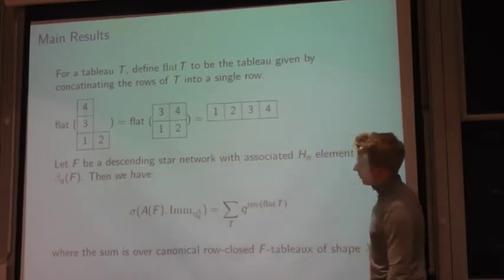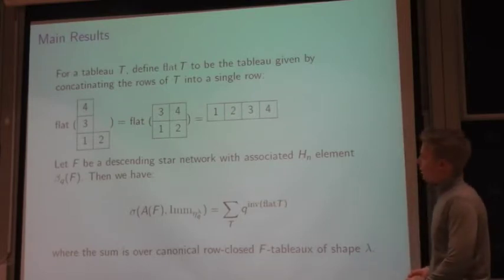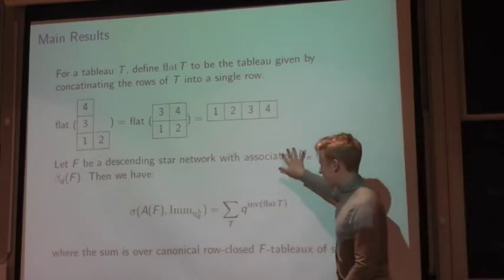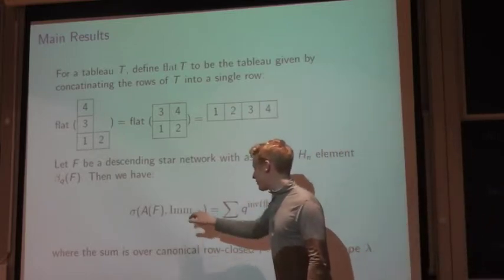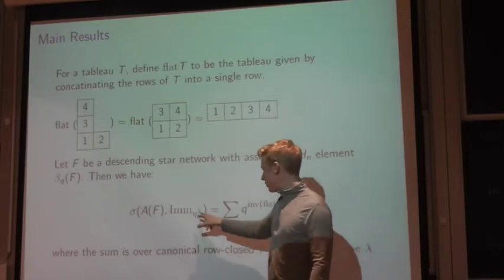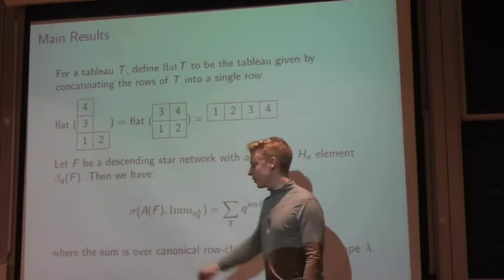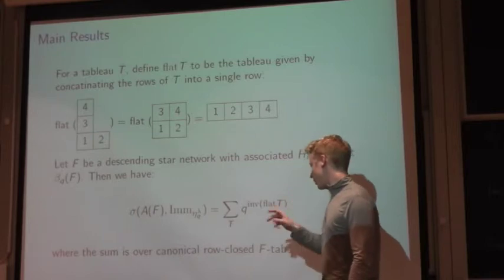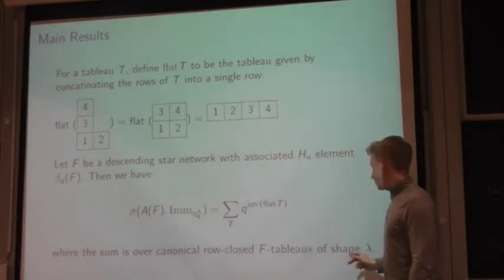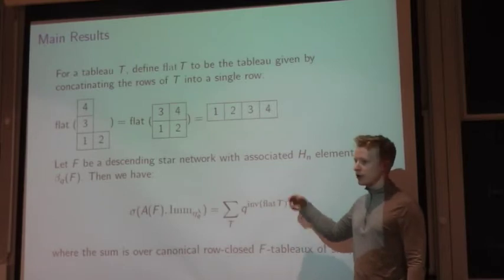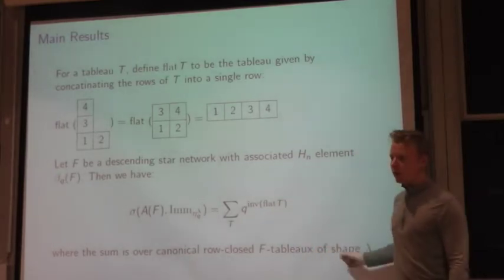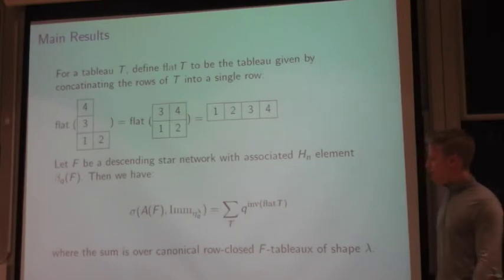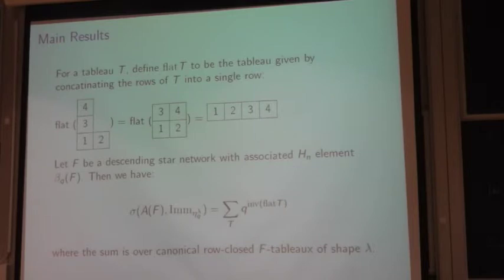Okay. So if F is a descending star network, we have this formula. The eta immanent evaluated on the path matrix of F is just the sum over all the canonical row closed F tableau of shape lambda of Q to the number of inversions in the flattened version of this tableau, the flattening of that tableau. So that's main result number 1.